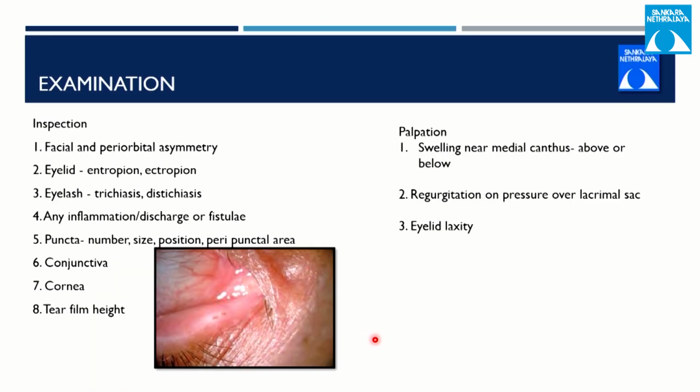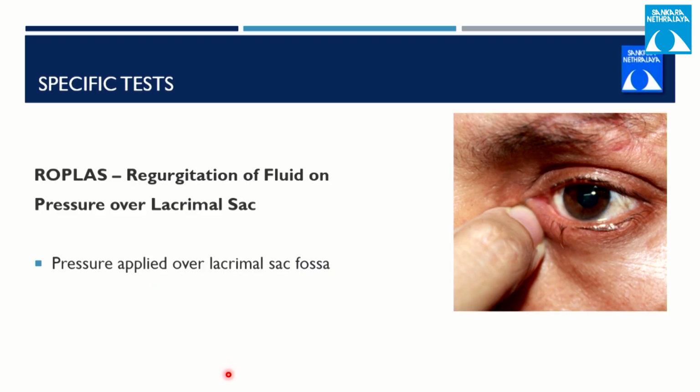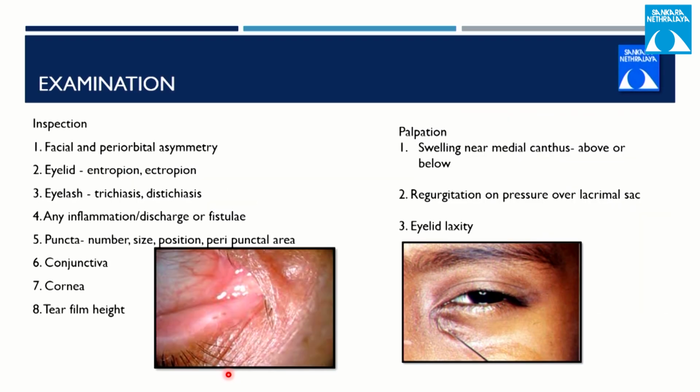In this image, you can see now there are two puncta. So this is an abnormal finding, out of which the medial puncta is the extra one. What is it called anatomically when you have multiple puncta? Okay, supernumerary puncta, right? On palpation, we have to check for the swelling near the medial canthus. If it's above or below the medial canthus, the regurgitation should be checked, and eyelid laxity should be seen.